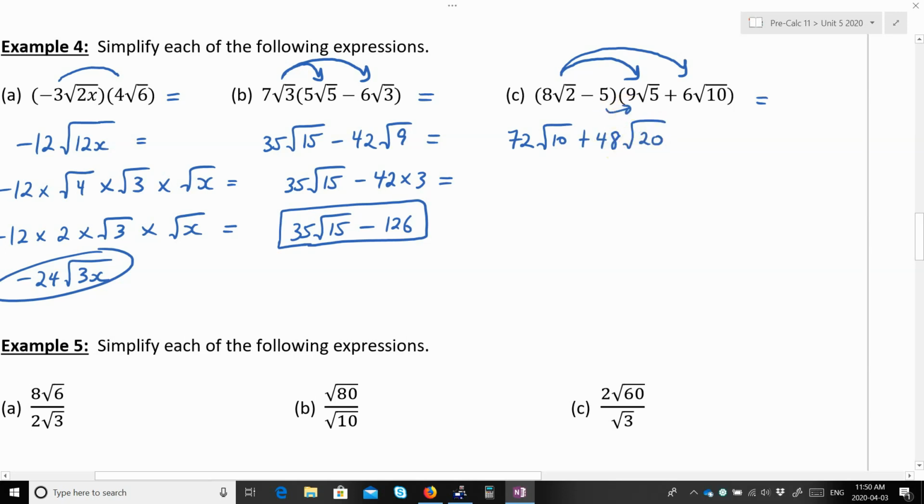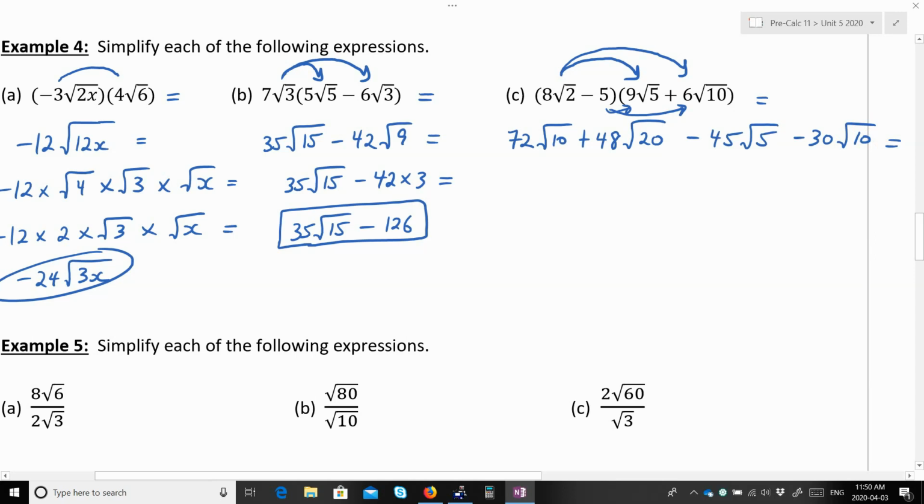And then we'll multiply the inside terms. Now the negative 5 doesn't have a root with it, so the negative 5 is just like an outer number. So you go negative 5 times 9, which is negative 45, and then times the root 5. And similarly in the last multiplication, negative 5 times positive 6 is minus 30, and the root 10 is multiplied on as well, like so.